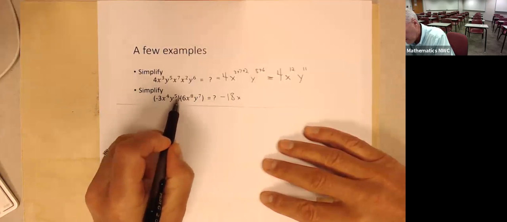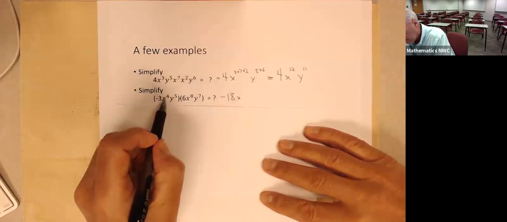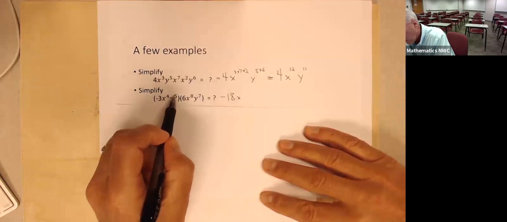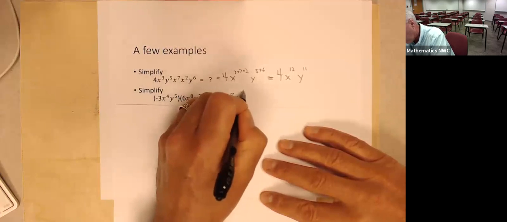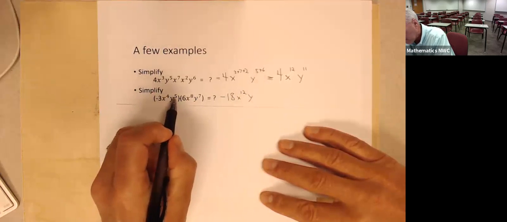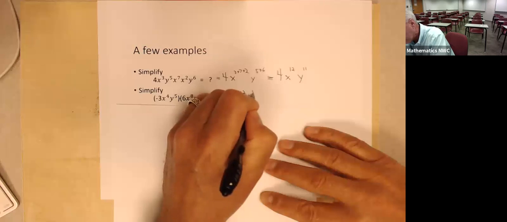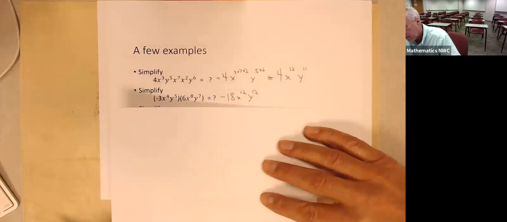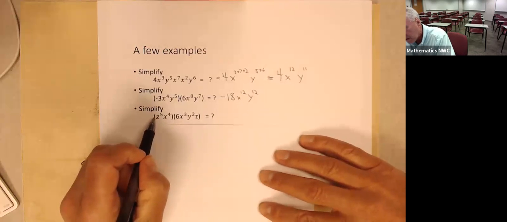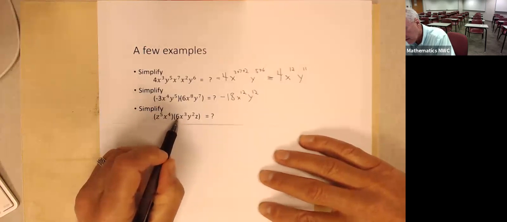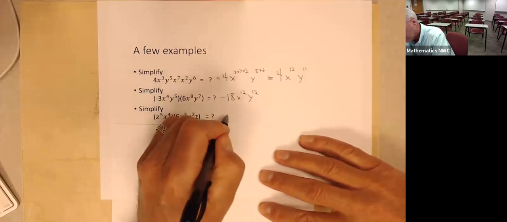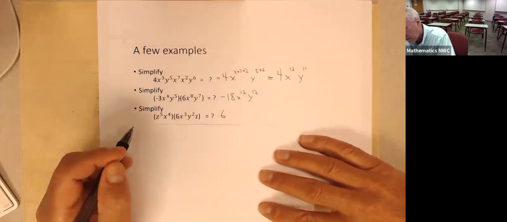So the -3 and 6 were multiplied, but the x to the 4 and the 8 are going to be added. 4 plus 8 is 12. And the exponents of y will be added. 5 plus 7 also happens to be 12. This time there's no coefficient here, it's just 6. Just like up here it was just 4. So the 6 comes along all by itself.